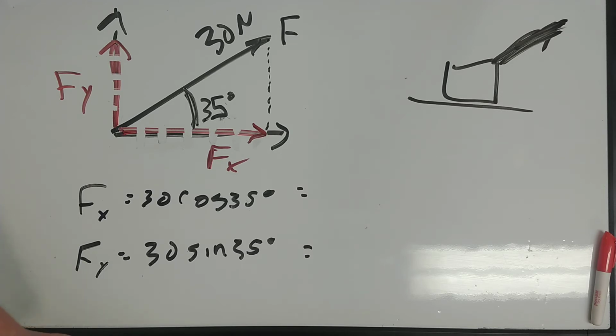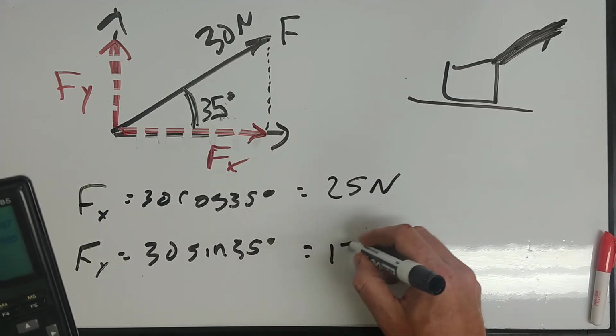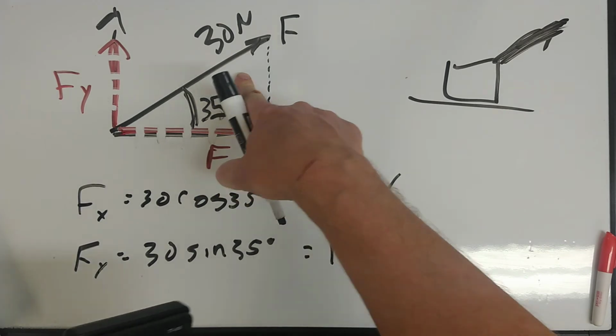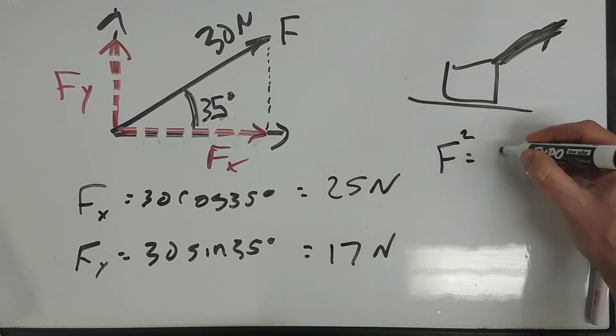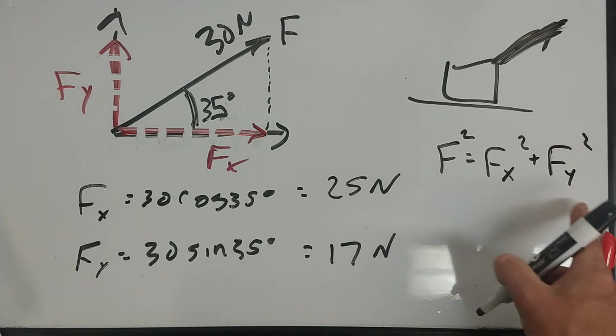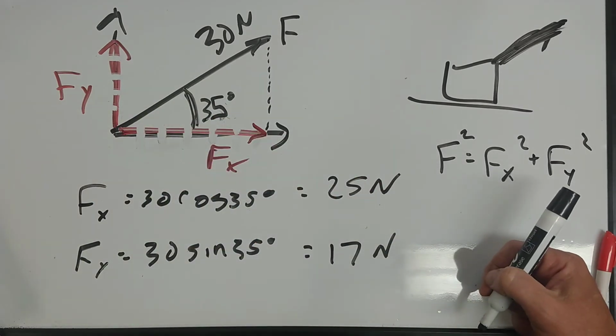Okay, sine of 35, bam. So we've got about 25 newtons and about 17 newtons. Now note they don't add up literally to 30, the x and y component. What it adds via Pythagorean's theorem, right? So if you really want to check your work, you have to use Pythagorean's theorem to determine if they actually are adding up correctly. All right?